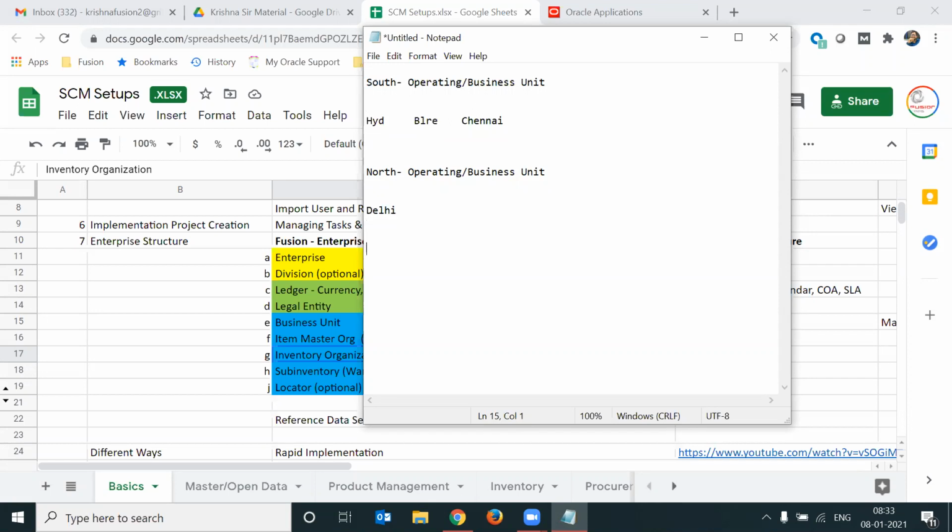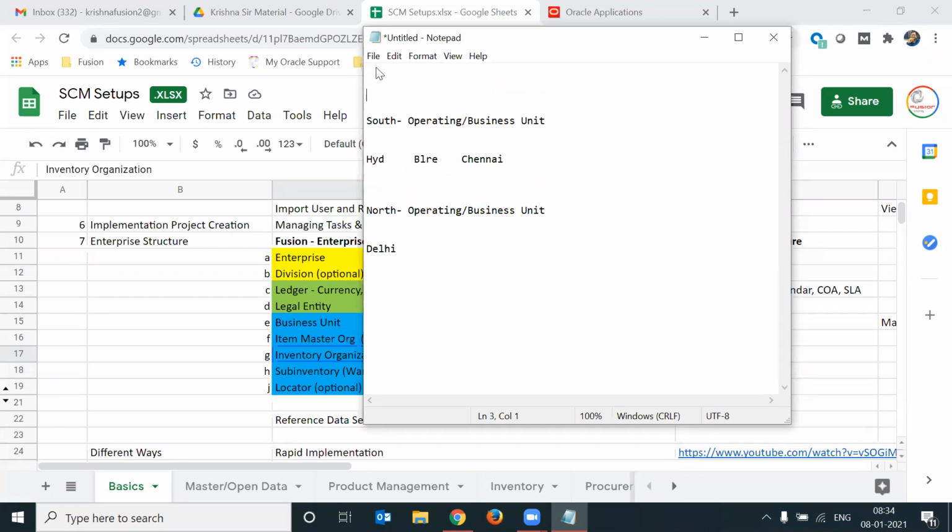Some examples in US are South California and North California. The states are nothing but inventory organizations, and South California, North California are nothing but the operating units that you are maintaining. Okay. If you don't want to classify like this, you can maintain, as I told you, simply India. No region specific, no south, no north, just India operating unit or business unit.